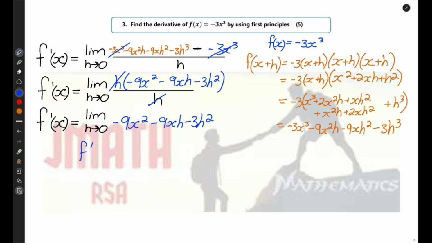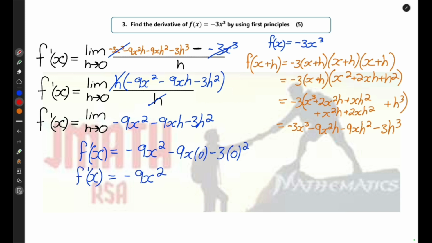I can now sub in the limit to see the derivative of this whole thing is just equal to minus 9x squared. The others would be multiplied by 0, so they would just cancel out. There we go. So that is the derivative of a x cubed function. So the answer is very small, but the process to get there is very long.